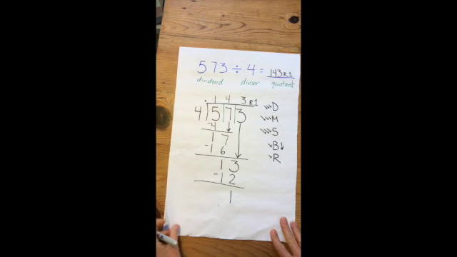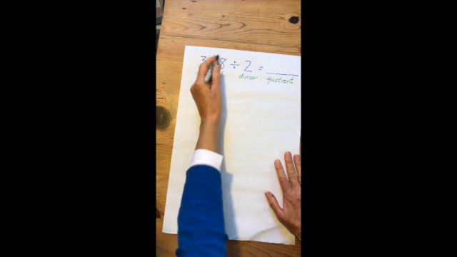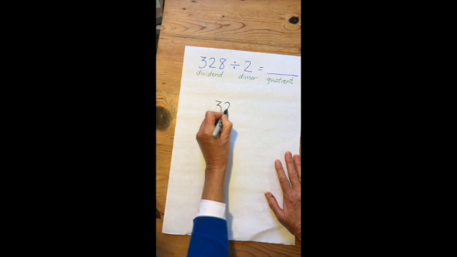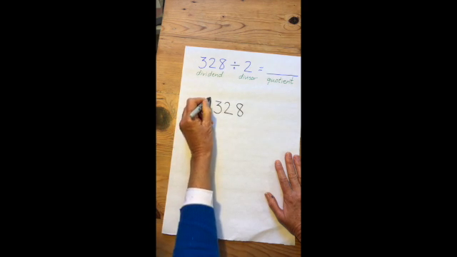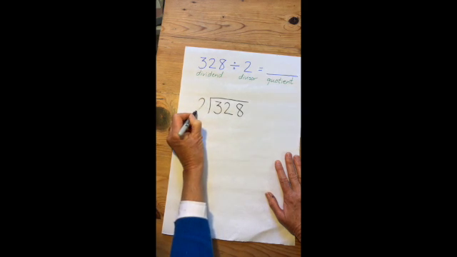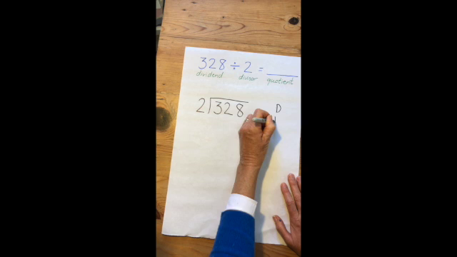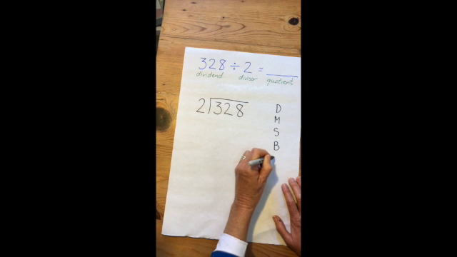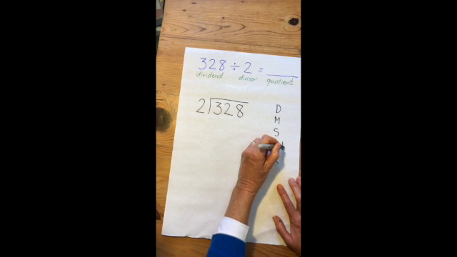Okay, next problem. Again, the first thing you're going to do is write the dividend. The second thing you're going to do is put that in this kind of weird box. Then you're going to write the divisor on the outside. And now you're going to write your mnemonic: daddy, mother, sister, brother, rover. Okay, and we know this is divide, multiply, subtract, bring down, repeat.